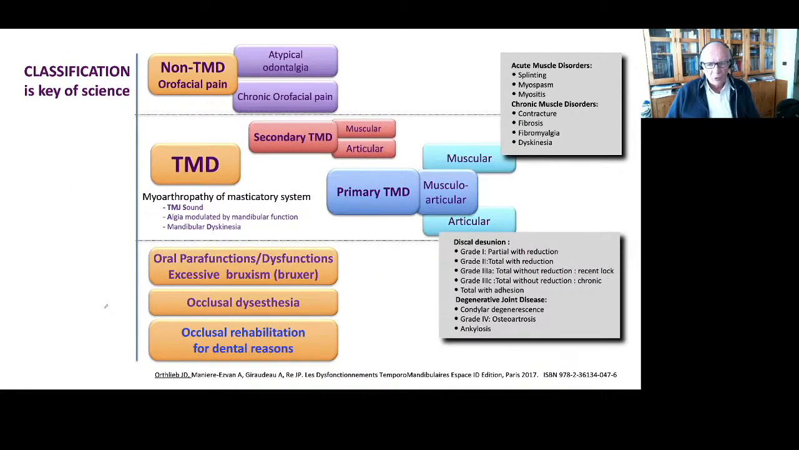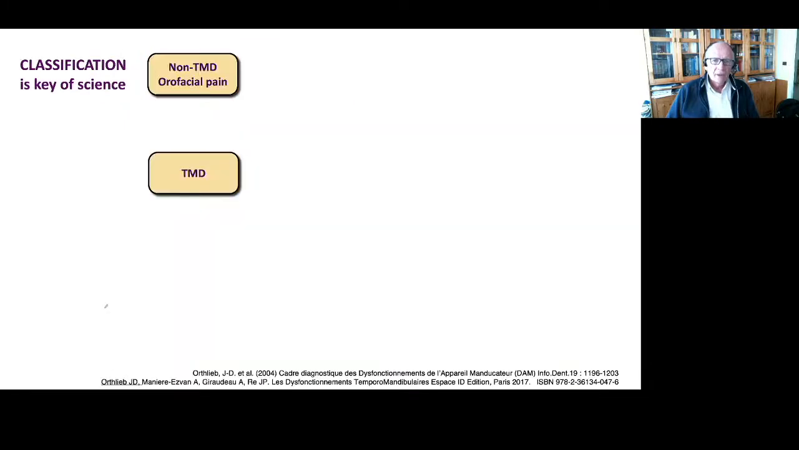So I would like to propose another way. I hope it is more clear. First, we have to separate TMD and non-TMD.